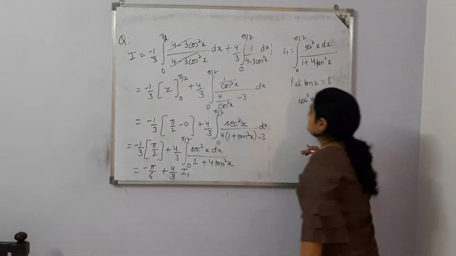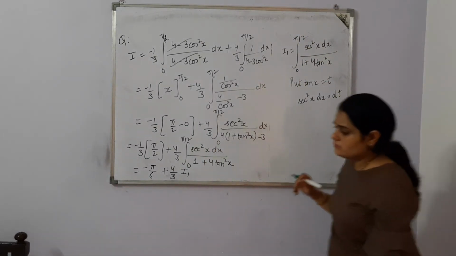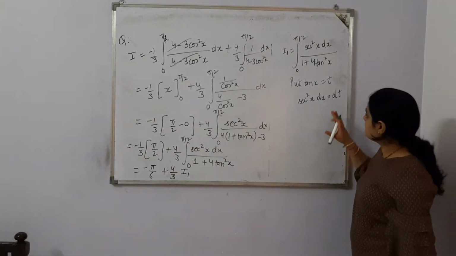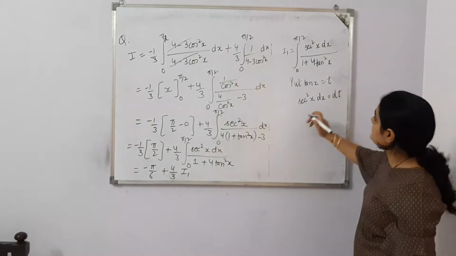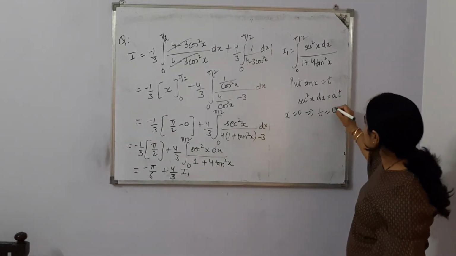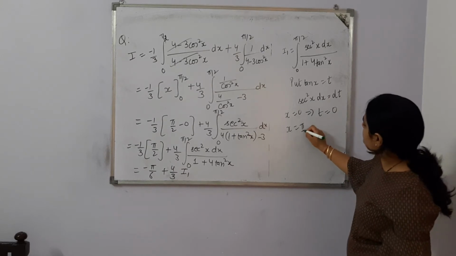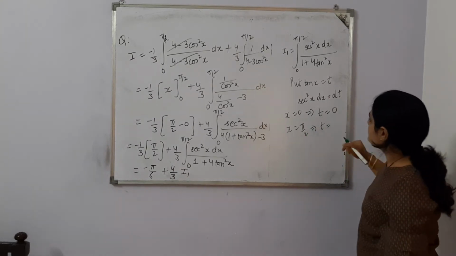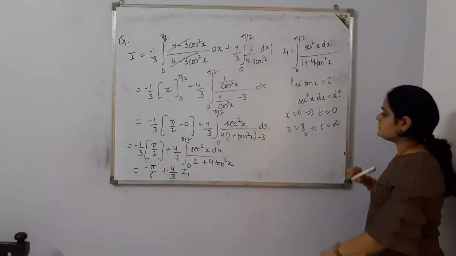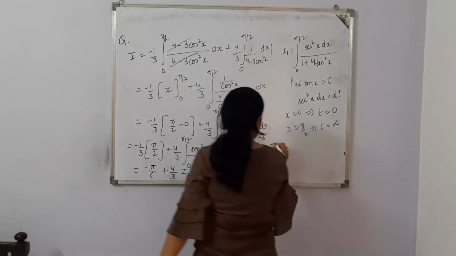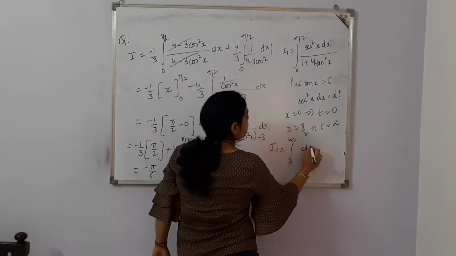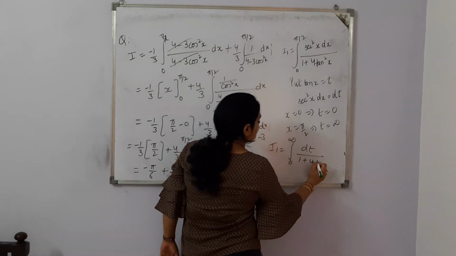Of course, now we need to change the limits, because we are changing the function into variable t. Now x is 0, so t is equal to tan 0, which is 0. If x is pi by 2, then t is equal to tan 90, which is infinity. Now the limits are 0 to infinity, dt upon 1 plus 4 t square.